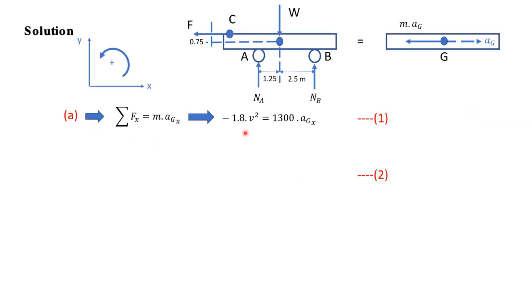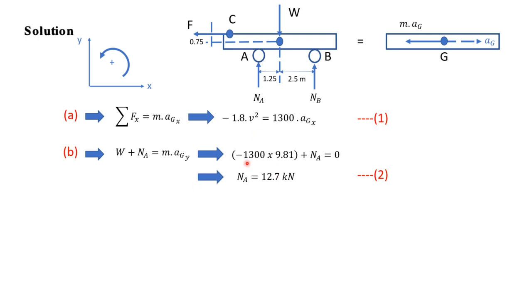Okay, so we start with the sigma of the force in the x-axis is equal to the MAGX. The force we have on the free body diagram is negative 1.8 V squared, and this will be equal to the mass of 1,300 multiplied by the AGX. That will be equation 1. Now we go to equation 2, which is about the forces in the y direction. Once again, on that side, we have the Na positive minus W negative is equal to 0.